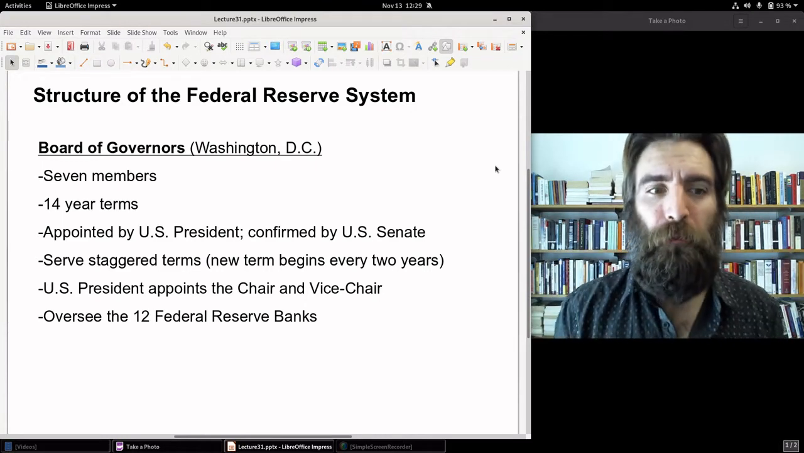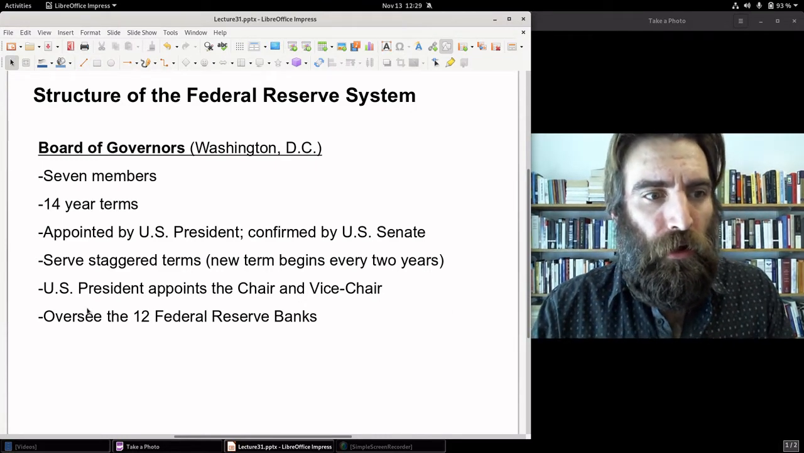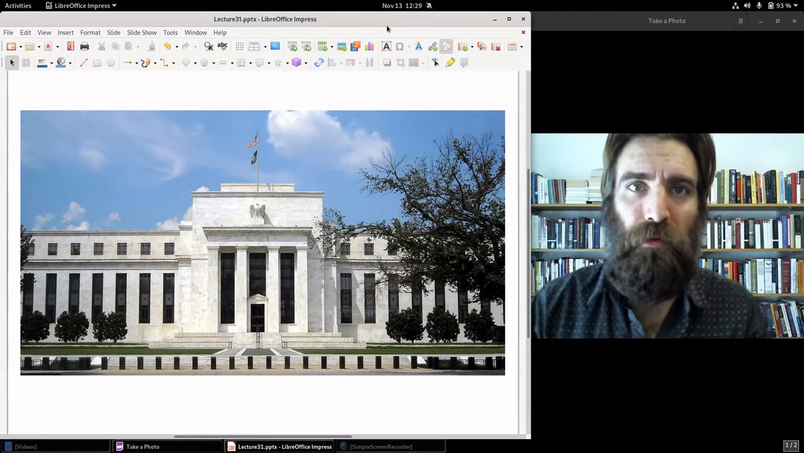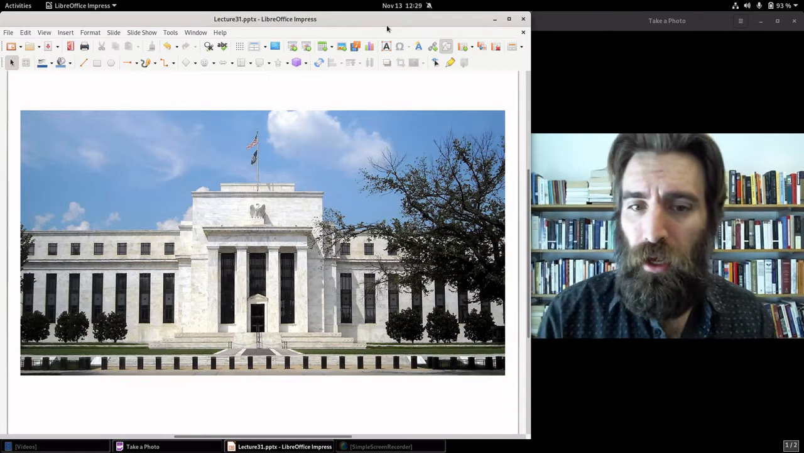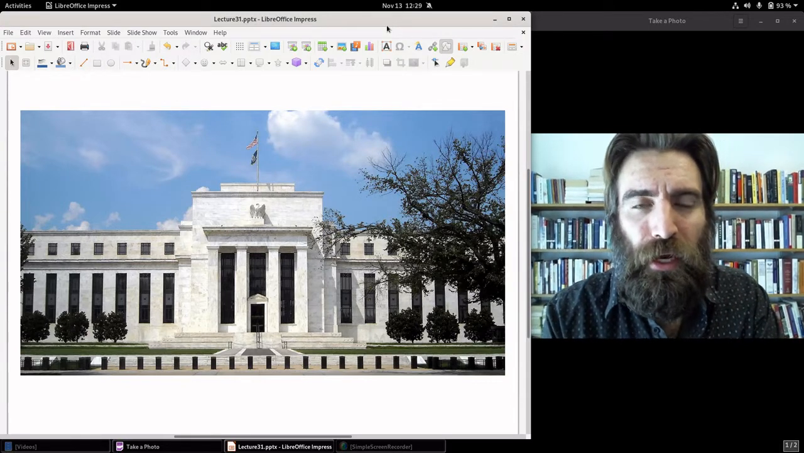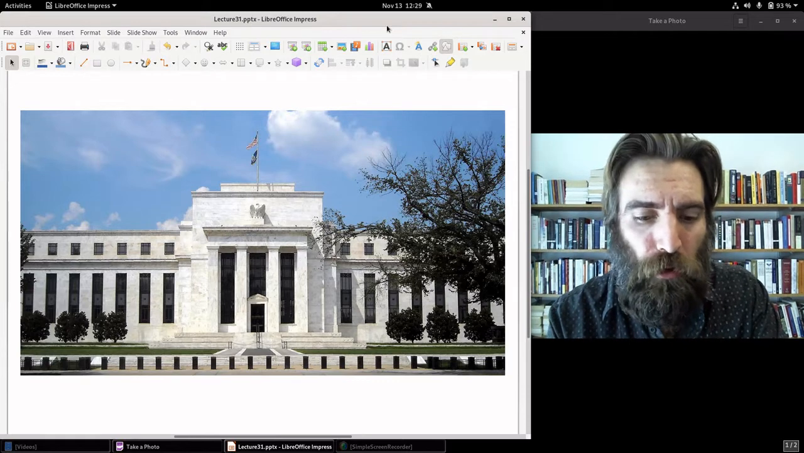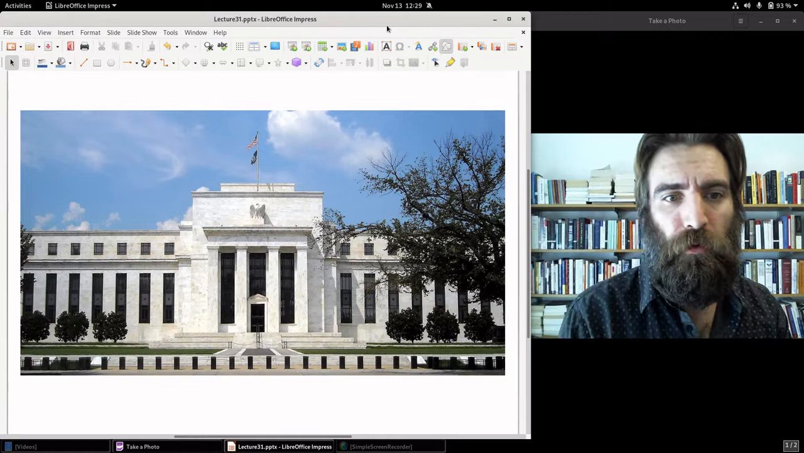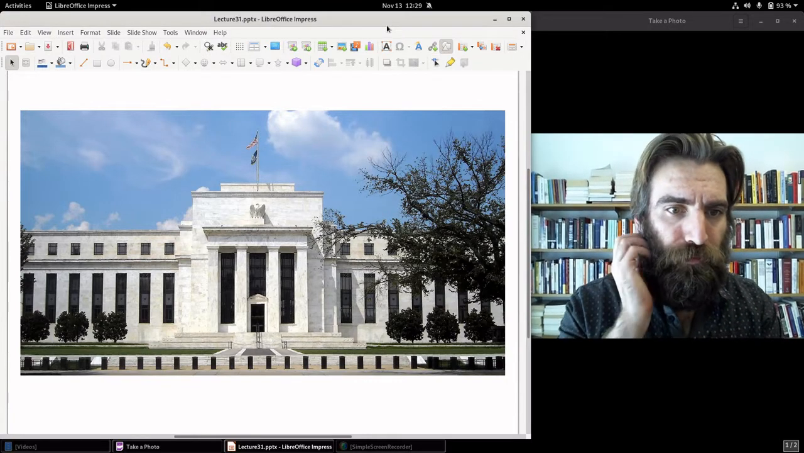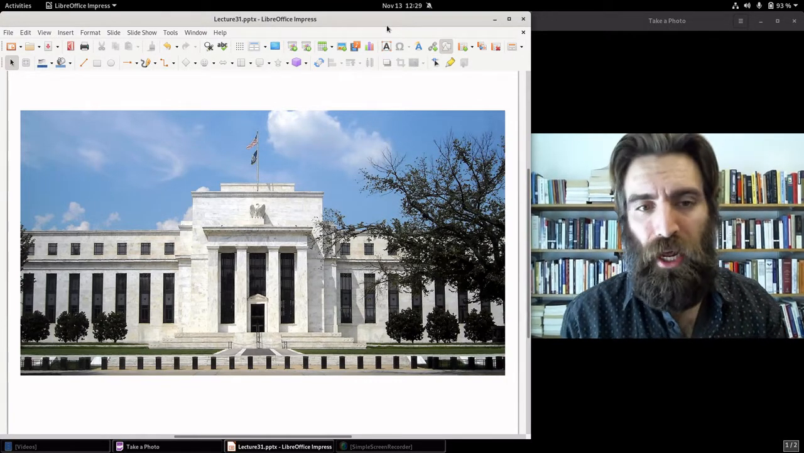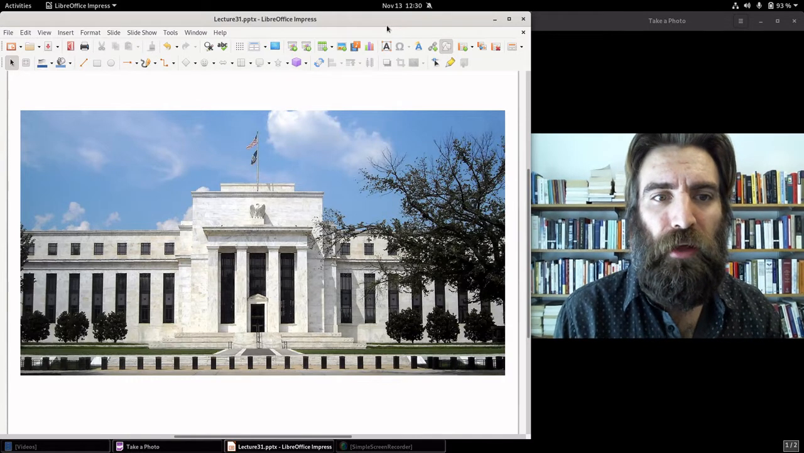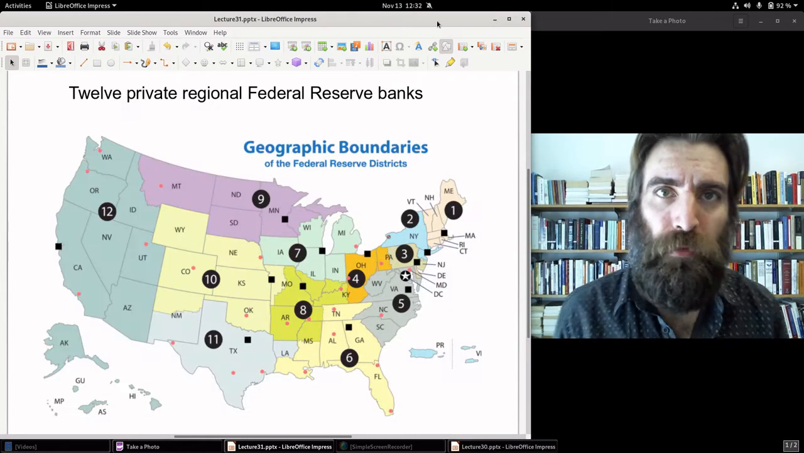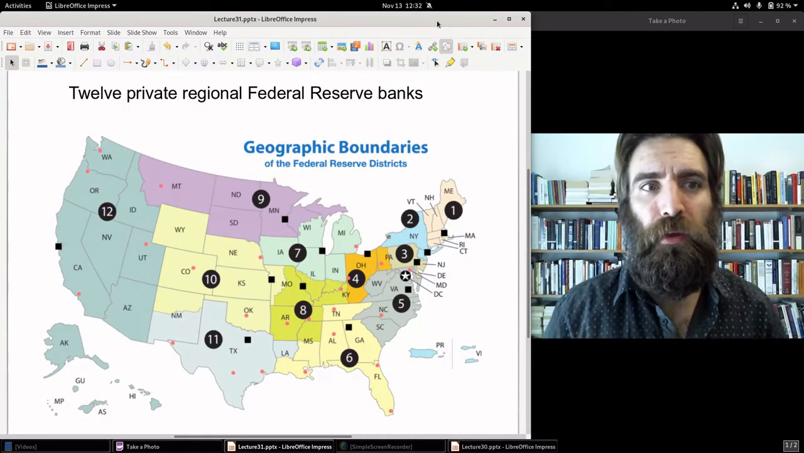But wait on that, okay? First of all, this is where the Board of Governors meet. This is the Eccles Building in Washington, D.C. It was erected in 1937 when Marriner Eccles was chairman of the Federal Reserve Board at Washington. And it was actually named the Eccles Building in the early 80s in honor of him. This is where they meet.